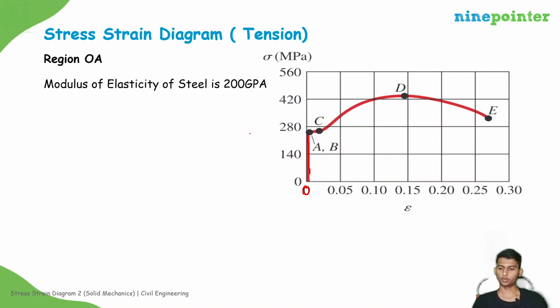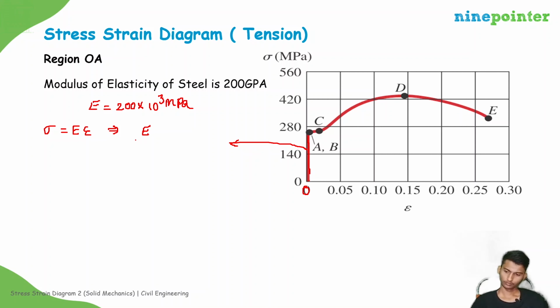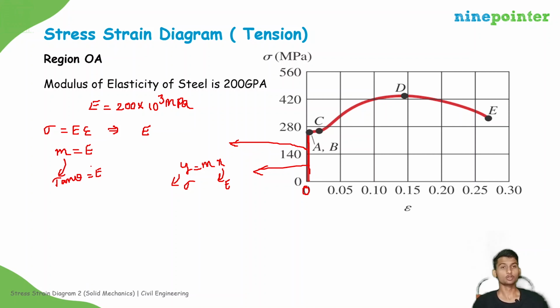That we understand through an example. Suppose let us take steel. Steel is a ductile material. The value of modulus of elasticity for steel is 200 into 10 cube megapascals. So this is Hooke's law region, so we can apply sigma is equal to E into epsilon. See, in this region what is the slope? y is equal to mx, so this will be sigma, this is E. So m is equal to E. What is m? m is tan theta. Tan theta is equal to E, so theta is equal to tan inverse E.